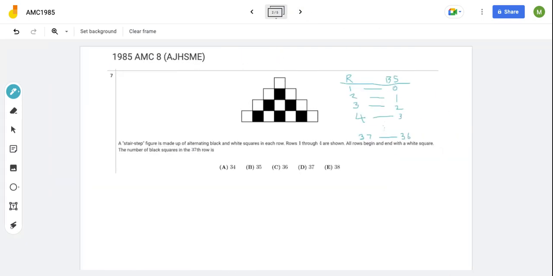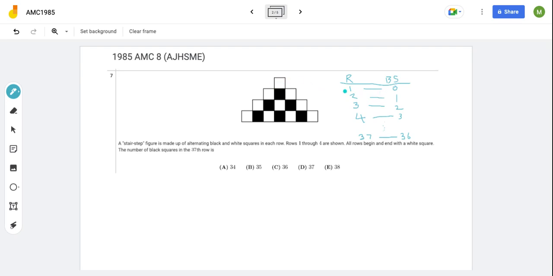Question 7. A stair step figure is made up of alternating black and white squares in each row. Rows 1 through 4 are shown. You'll have to figure out a pattern to get the number of black squares in the 37th row. So we just create a pattern here.